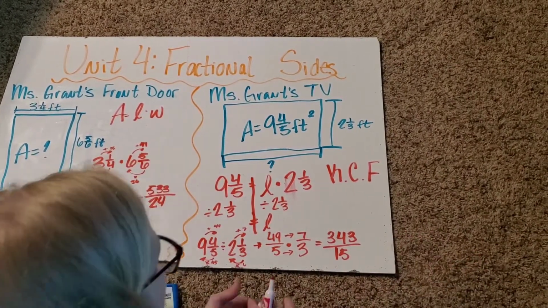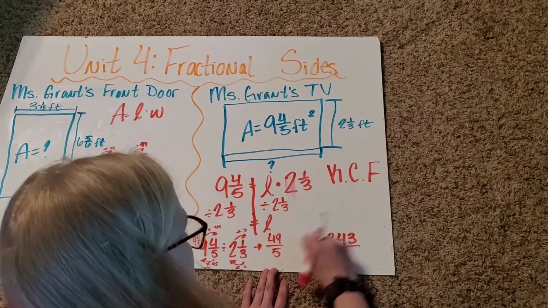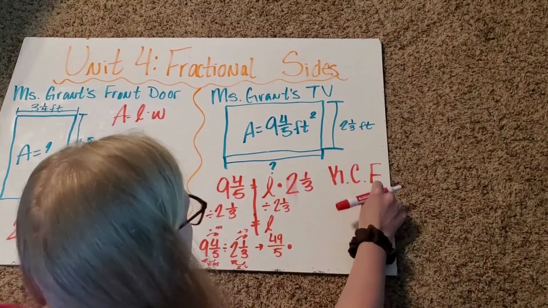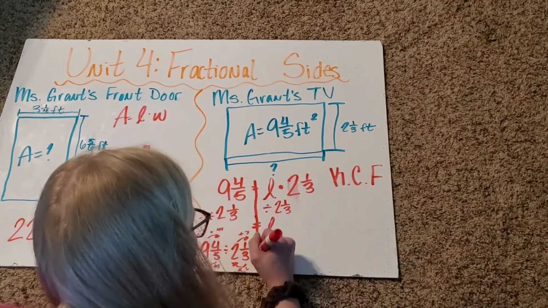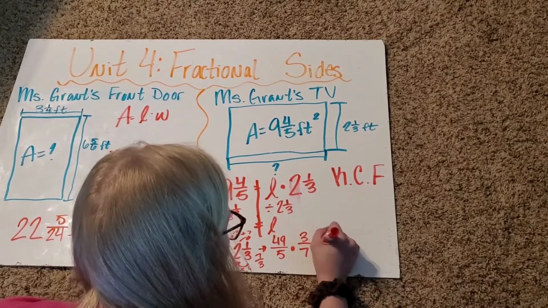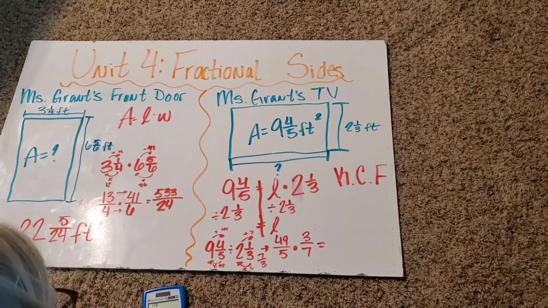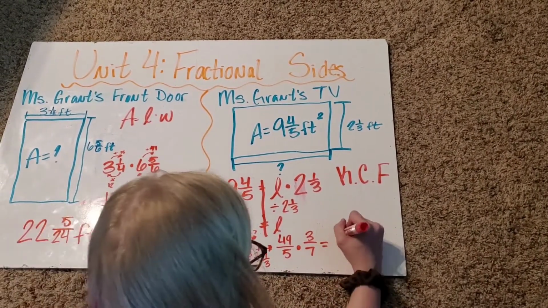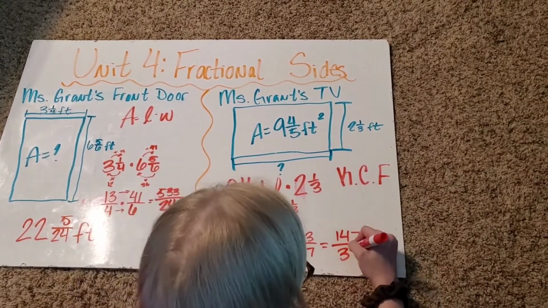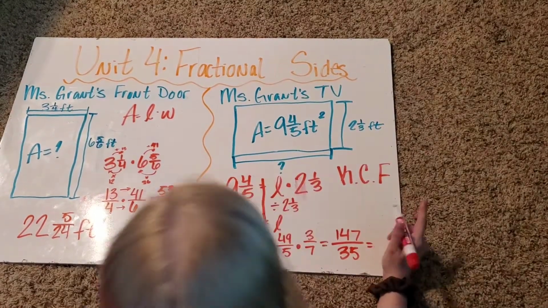Whoops. Nope, sorry guys. Hang on, hold up. Not right. I changed it. I did not flip it. So, I would get this as 7 thirds, but I need to flip that into 3 sevenths. Whoops, that's on me, guys. I knew something wasn't right. So I get 147 over 35.